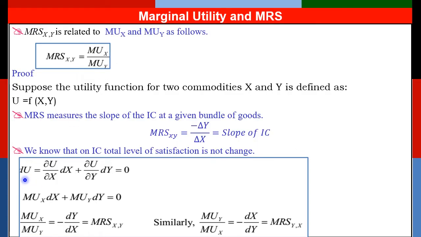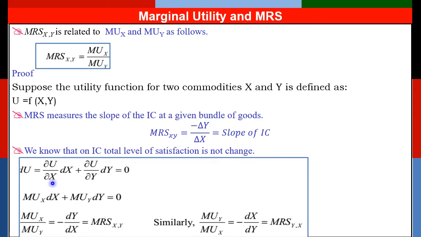The total differential, you learn in higher institution about differential calculus. The differential of the total utility is equal to the partial derivative of utility with respect to x, times dx, plus the partial derivative of utility with respect to y, times dy, is equal to 0. This is the rule of mathematics. When you take the first derivative in mathematics, we usually set it equal to 0.